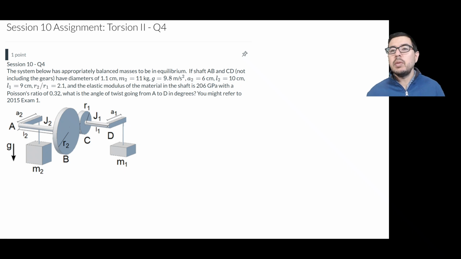In this problem, we will continue our discussion of angle of twist in shafts that are connected to each other through a pair of gears. And in this case, we're looking for the angle of twist going from A to D. And we are going to spend quite a bit of time thinking about geometric compatibility to start off this problem.